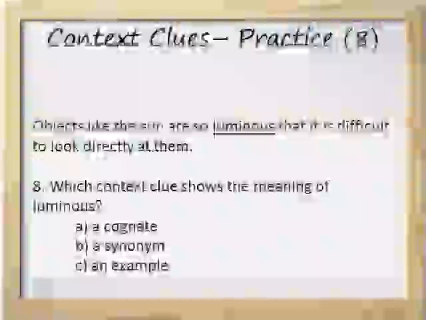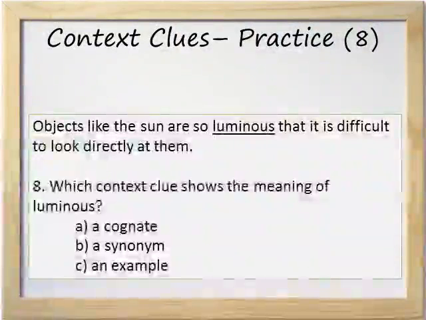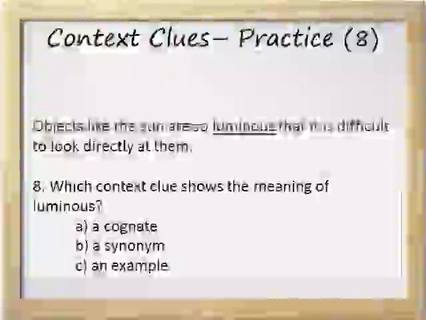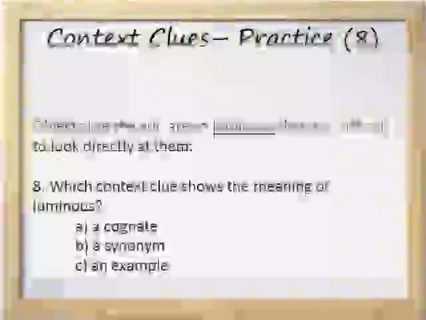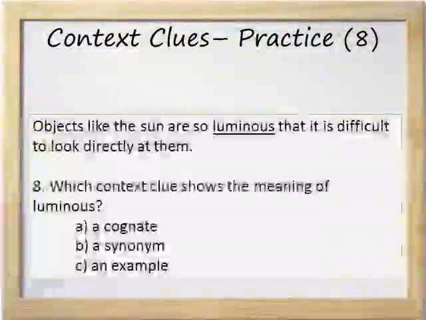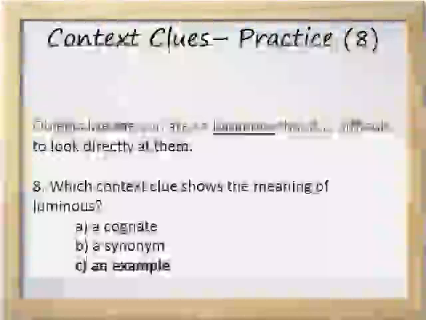Number 8. Which context clue shows the meaning of luminous? A, a cognate, B, a synonym, or C, an example? Let's reread the sentence to see. Objects like the sun are so luminous that it is difficult to look directly at them. Do you see a cognate in the sentence, a synonym, or an example? The answer is C, an example.